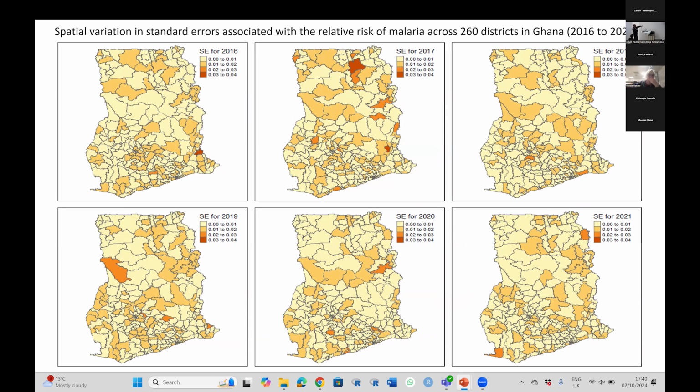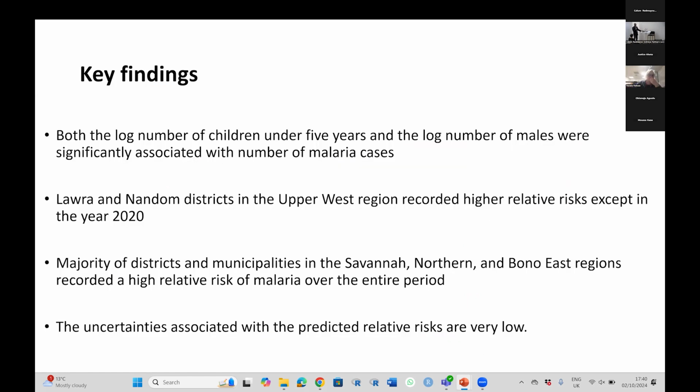So generally, you can see that the standard error is very low. The maximum I'm seeing here is about 0.04, very, very low. Even that one is only from 2016 and 2017. All the other years, the 0.03 to 0.04, you can see it in other years, meaning they experience much lesser standard error. Okay. So on that note, if I've not confused you up to this stage, then some key findings.